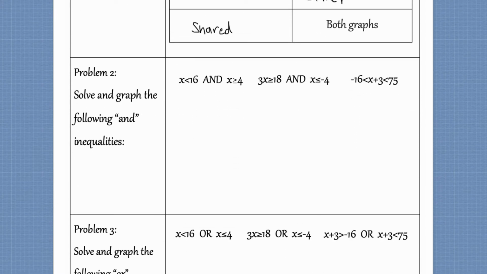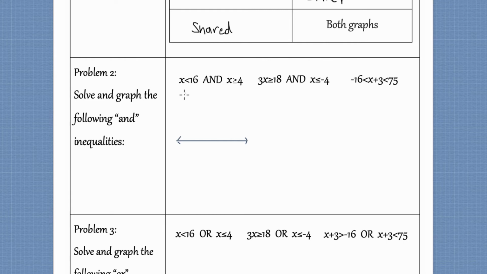Problem number 2 says to solve and graph the following AND inequalities. If I look over here at this first one, there's nothing really to solve, so all we have to do is graph this. So I'm going to draw this tiny little number line right here, and we're going to graph it on here. Remember, the first thing we want to do is figure out if it's going to use an open or a closed circle.